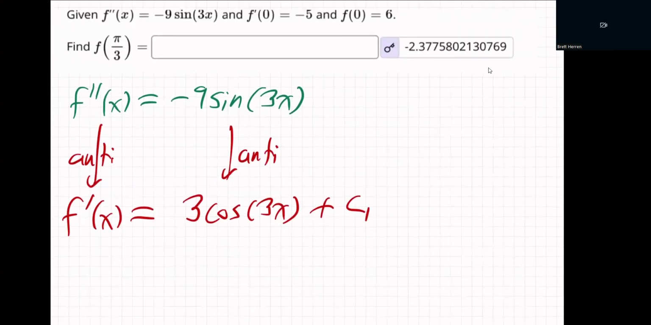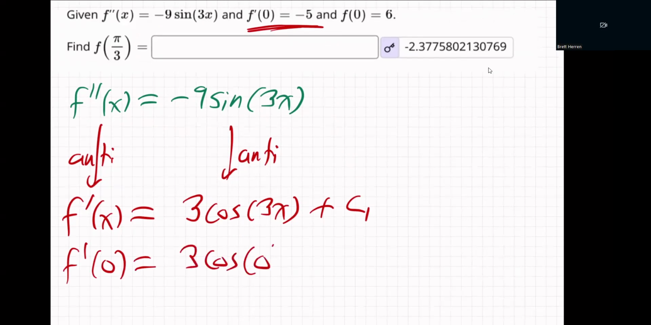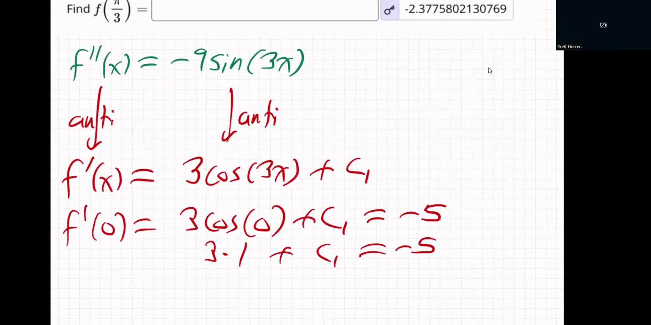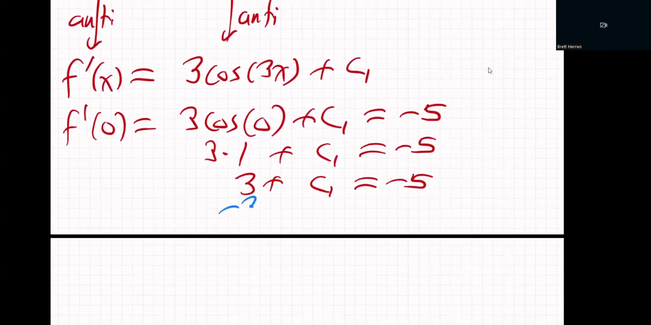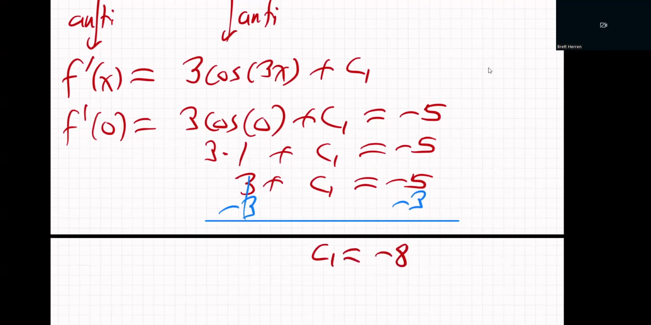They tell us f prime of 0 is negative 5. So I go, okay, plug in a 0, and it's equal to negative 5. Well, cosine of 0 is 1. And so that means 3 plus first constant is negative 5. So subtract 3 from both sides. So boom, constant 1 is negative 8. Constant 1 is negative 8.